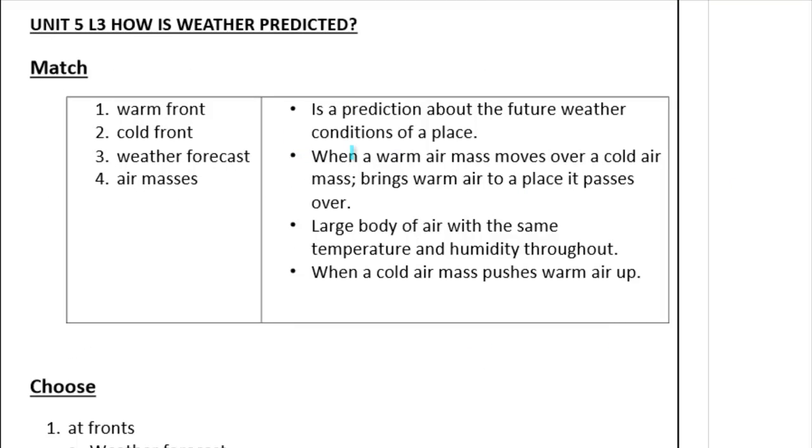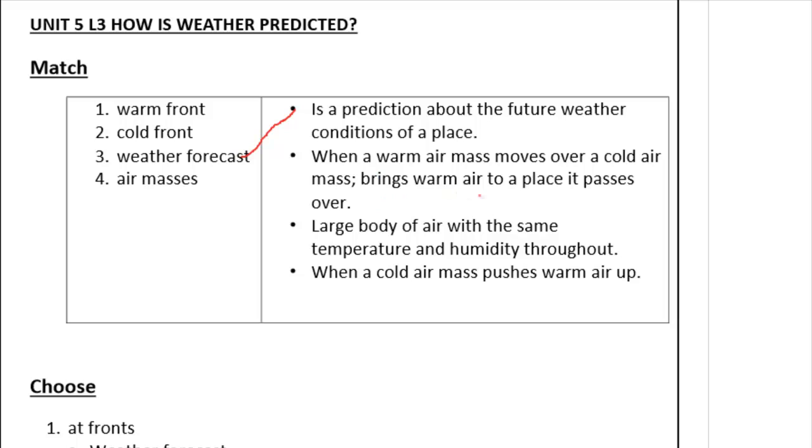After that, lesson 3, how is weather predicted? The first question here is match. First, warm front and cold front, and weather forecast and air masses. Okay, number 1 is the prediction about the future weather condition of a place. This is the definition for the weather forecast. So we will match the weather forecast with the first sentence.